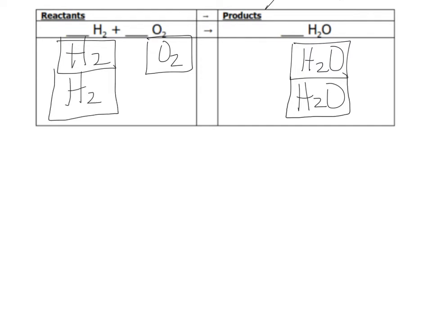And I'm going to add another box. That gives me 4. And now hydrogen's good and oxygen is still good. Count the boxes. 2, 1, 2.